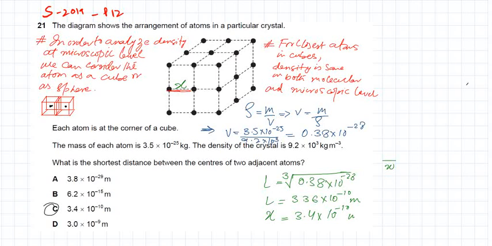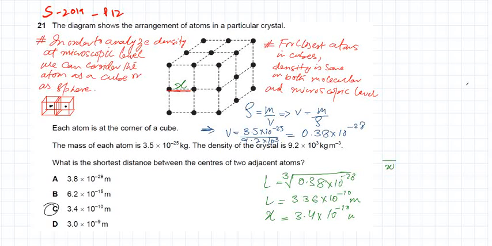In order to analyze density at the microscopic level, we can consider the atom as a cube or as a sphere. So both can be considered, right? Either you consider that the structure of an atom is like a cube or a sphere. So by doing this, let's check the question.